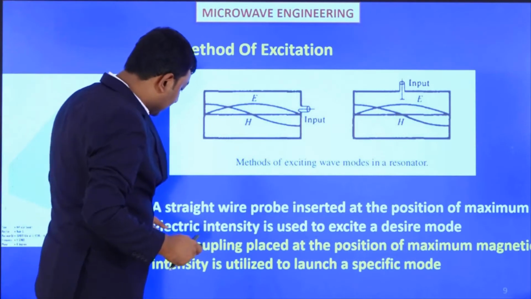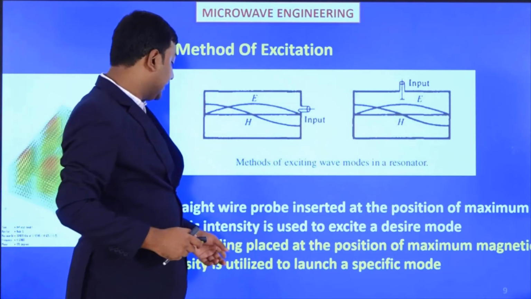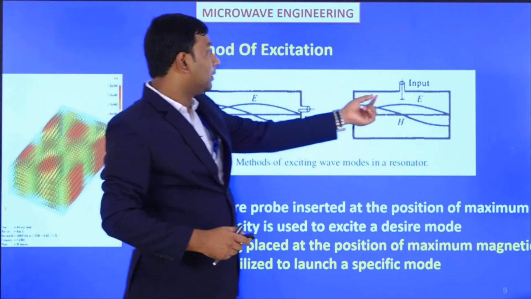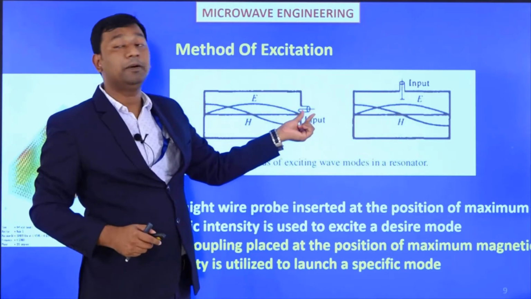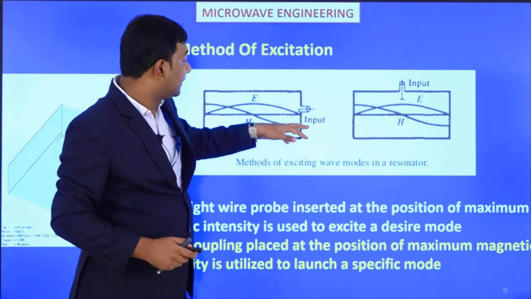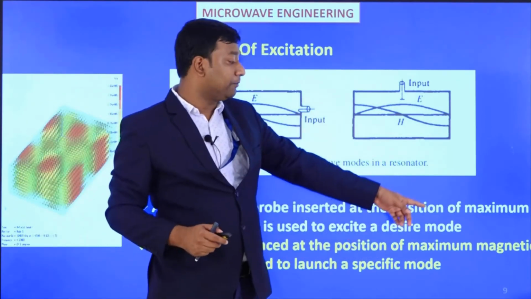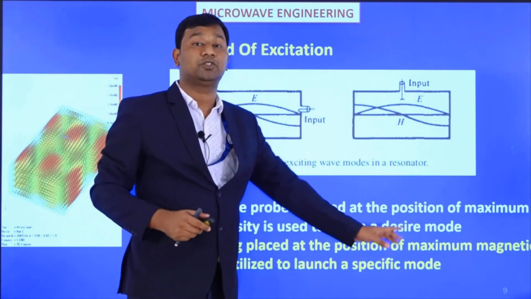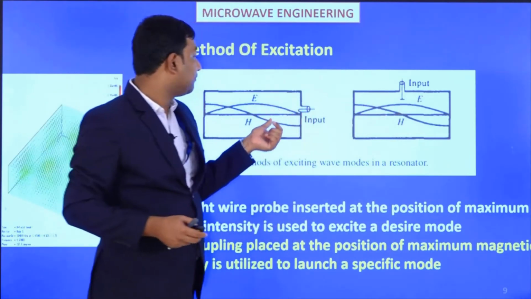another method is loop coupling, placed at the position of maximum magnetic intensity, utilized to launch a specific mode. Instead of the position of maximum electric field, you can use the maximum magnetic field, because we know the maximum magnetic field is present at the side of the walls. So a loop coupling placed at the position of maximum magnetic intensity is utilized to launch a specific mode. So there are two methods of excitation, either by electric field or by magnetic field.